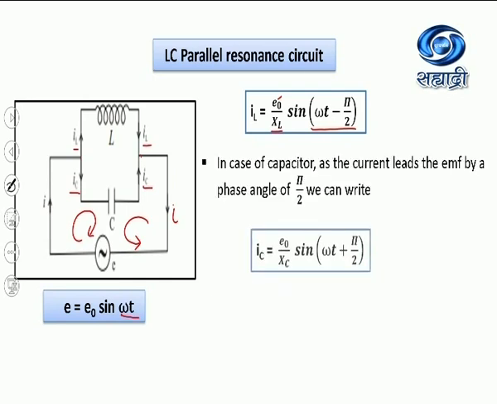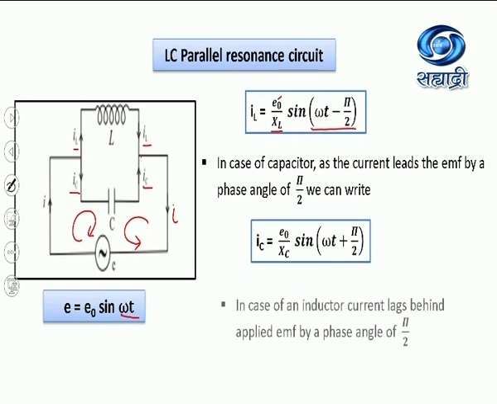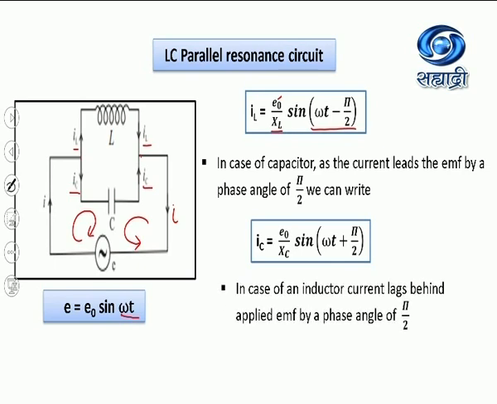Now what is the current flowing through the capacitor? The current flowing through the capacitor leads the EMF in phase by pi by 2 radians. Again, the general expression for the instantaneous current I is equal to the peak value of the current into sine of some phase. Now what will be the peak value of the current? It is the peak value of the EMF upon the resistance offered by the capacitor. We call it capacitive reactance, represented by XC. So the peak value of the current will be E naught upon XC into sine of.